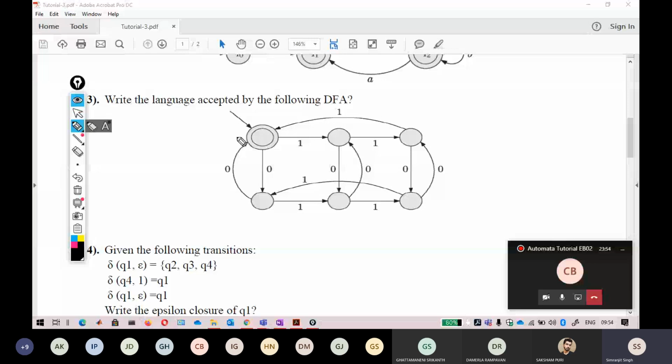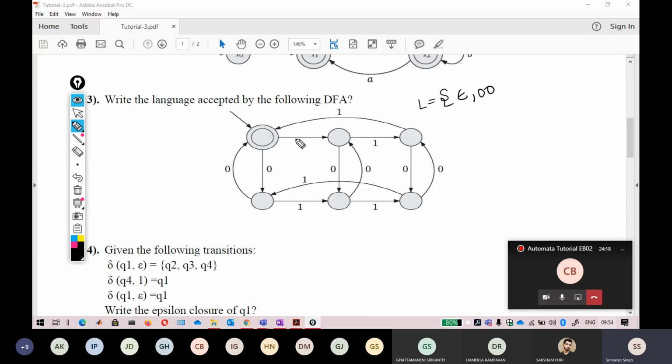To approach this question, you first take out the language that is accepted by this automata. I think it is clearly visible if you have done the question in the class, but still just take out the language. So epsilon is accepted here because the start state is the final state. After that, 0 0 is also accepted.